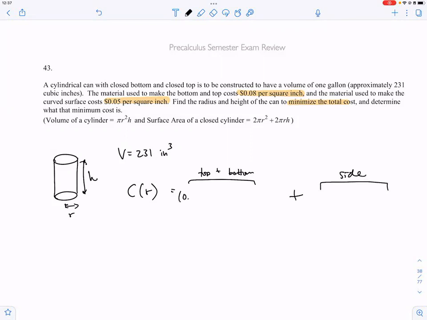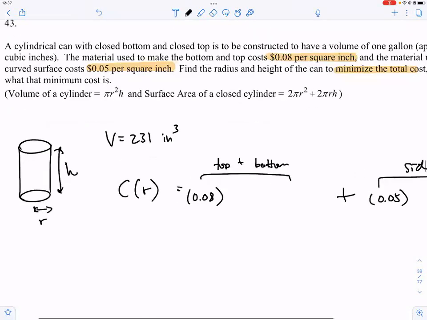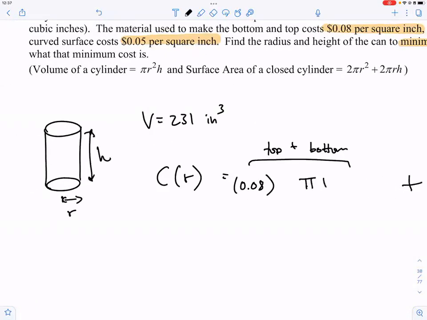So in terms of money, we have 8 cents per square inch, and then we have 5 cents per square inch. That's per square inch. You need to find out how many square inches of the bottom and top, and the total amount of square inches for the sides. So we will have pi r squared for a top, but since we have a bottom as well, we have to multiply that by 2. Again, the meaning drives your work. There's nothing to memorize other than the fact that you should know pi r squared as the area of a circle.